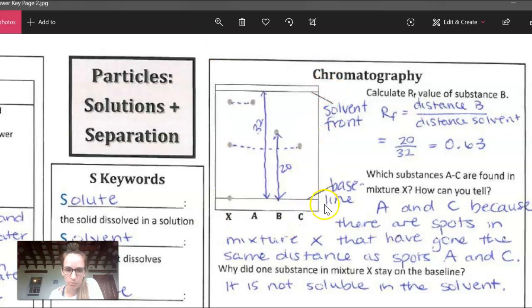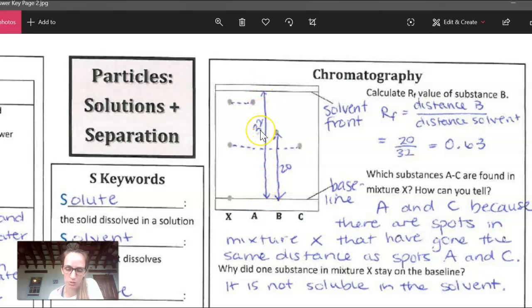Here's what your chromatogram will look like. It has the baseline at the bottom and the solvent front at the top. And the calculation you can do is called an RF value, or retention factor, for any given substance. So if they ask you for this, you need to get your ruler out and do some measuring. They've asked us for substance B, so I'd measure the distance from the baseline up to substance B, and I got 20 millimeters. And then the same thing for the solvent.